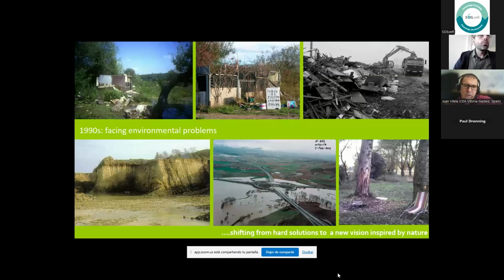But this has not always been the case. When this place where I work was created in the 90s, the city was facing some environmental problems, mostly in the periphery. As you see in these pictures, there were illegal activities, dumpings, pollution, abandoned gravel pits, such as this brownfield in the bottom, flooding problems. And by then, the idea was to try to solve these problems with solutions inspired in nature. By then, it was called ecological restoration, and try to avoid, let's say, the hard solutions from the civil engineering perspective.